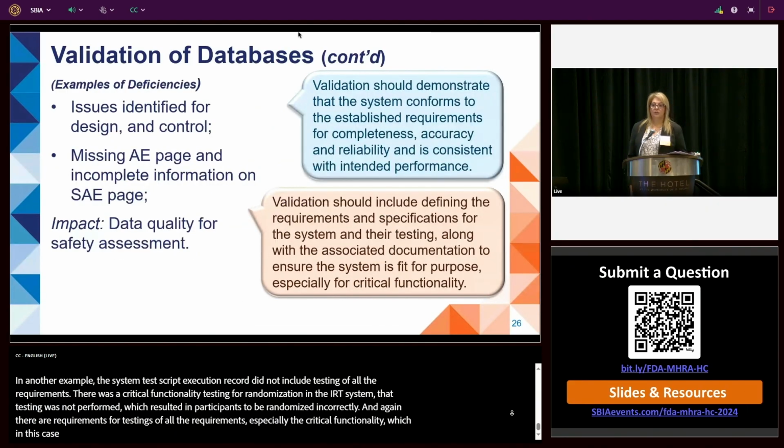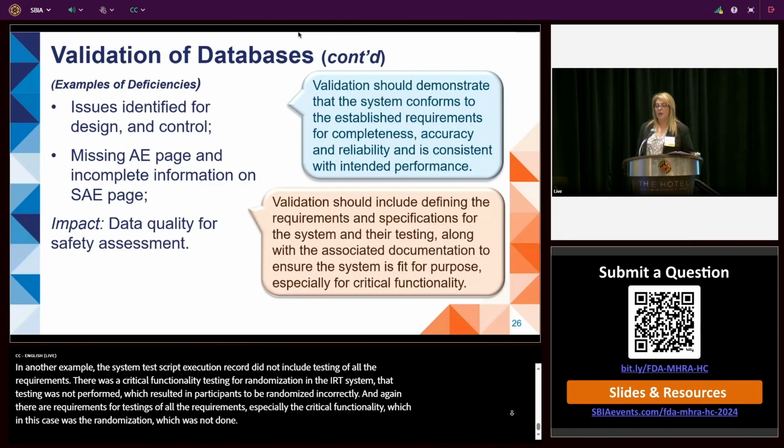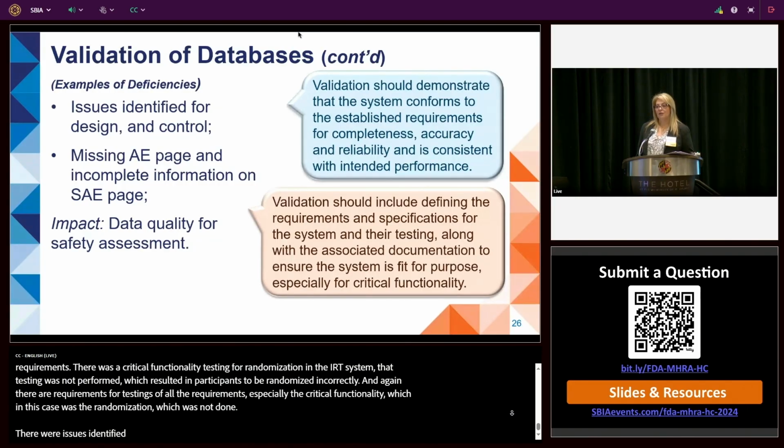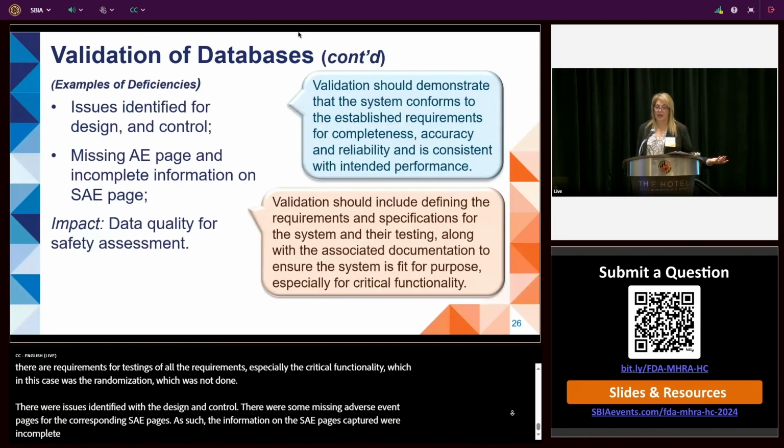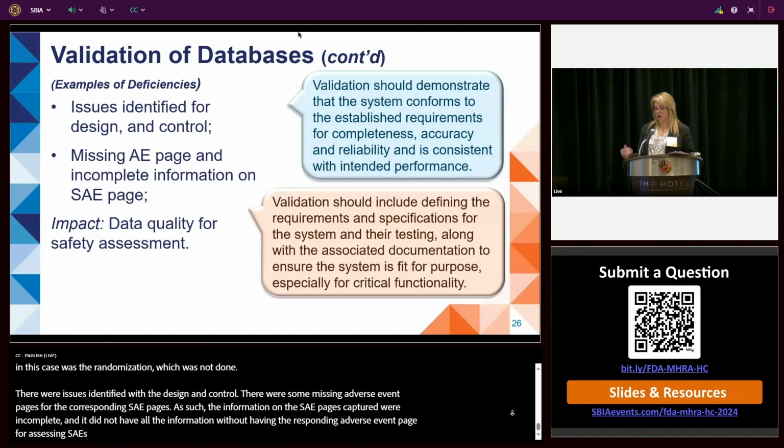There were issues identified with the design and control. There were some missing adverse event pages for the corresponding SAE pages. As such, the information captured on the SAE pages was incomplete, and it did not have all the information without the corresponding adverse event page for assessing SAEs. And the impact was on data quality for safety assessment. And again, the requirements are on the right-hand side, linking to the deficiency.